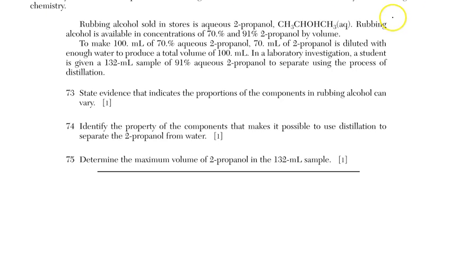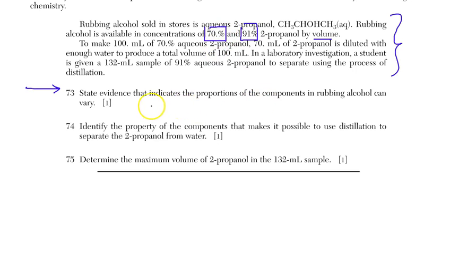Number 73. I've got this blurb. I'm going to go directly to the question. State evidence that indicates the proportions of the components in rubbing alcohol can vary. Okay, well, this is something you could never know off the top of your head. We have to go back into the reading. Rubbing alcohol sold in stores. Here's the chemical formula. It's available in concentrations of 70% and 91% by volume. So different concentrations mean you have different amounts of rubbing alcohol mixed with the water.